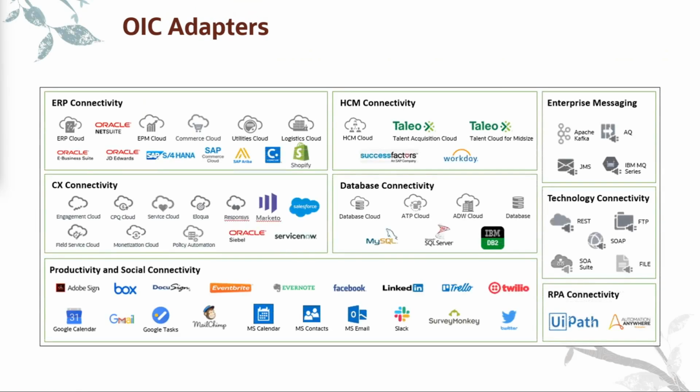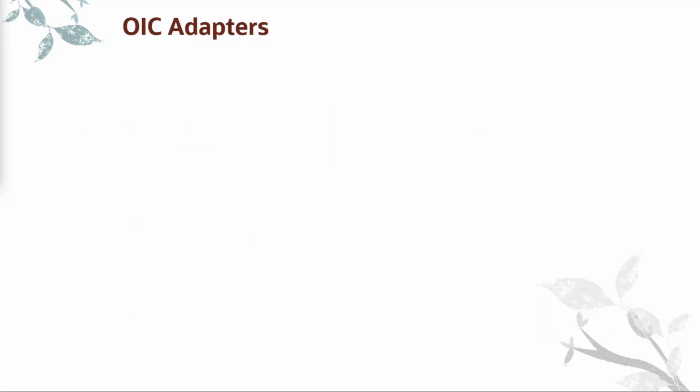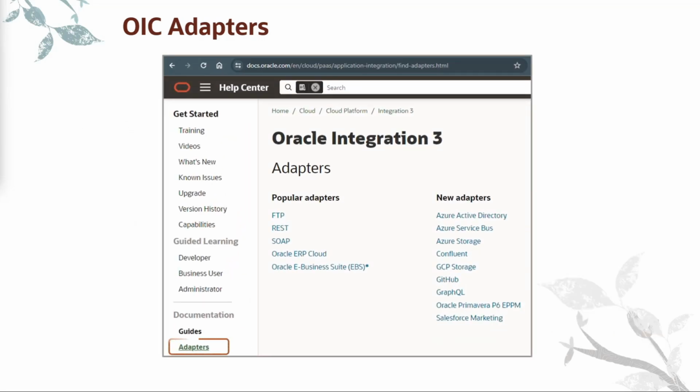Oracle Integration provides an always growing library of specific adapters for both on-premises and cloud applications and databases and enterprise messaging systems, as well as common technology adapters such as FTP, REST, and SOAP. To see the list of all the current built-in adapters, and there are now over 80 of them, and to access an adapter's specific documentation, you'll want to bookmark this main page for OIC adapters in the Help Center.